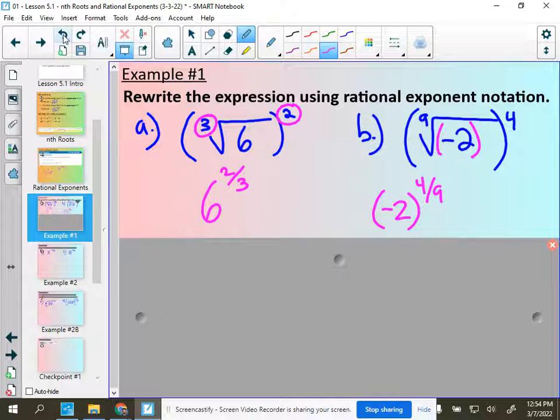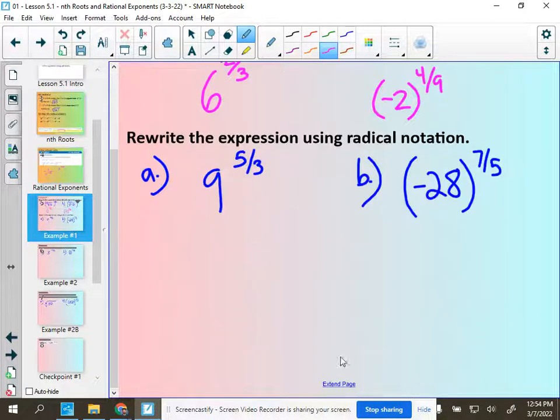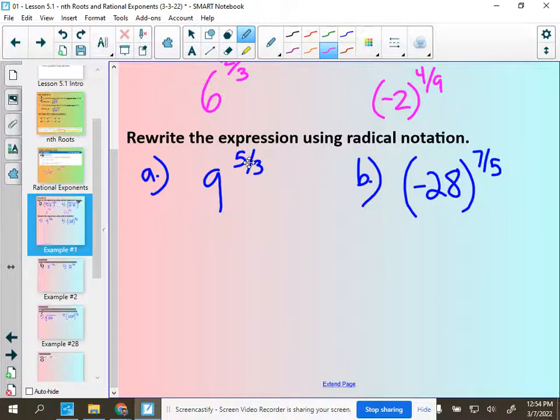Okay, so that's going one way. You've got some expressions with root symbols, and we're going to take them to rational exponents. Guess what's next? Go the other way. Okay, go from 9 to the 5/3 power and -28 to the 7/5 power, and let's write those using radical notation, or insert a root symbol.